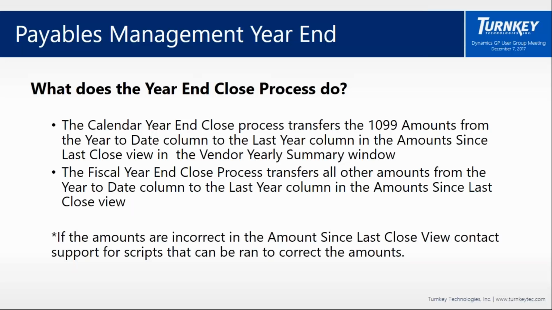As you look at the note down at the bottom, the default view when you're looking at some of these summaries, for example the vendor and even before with the receivables, is the amount since last close. If that's different, our support department has some scripts that can be run to correct those amounts, or if you forgot to do something or were late in doing it. So you could just contact our support department, and we have some scripts for that. Didn't you write those scripts, Chris? I thought you did.